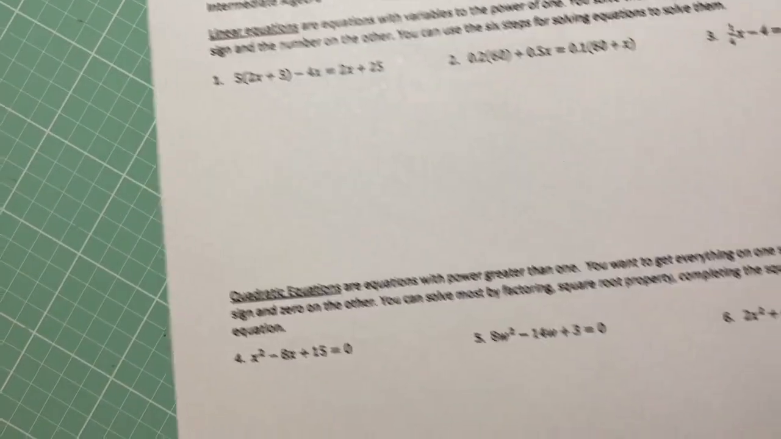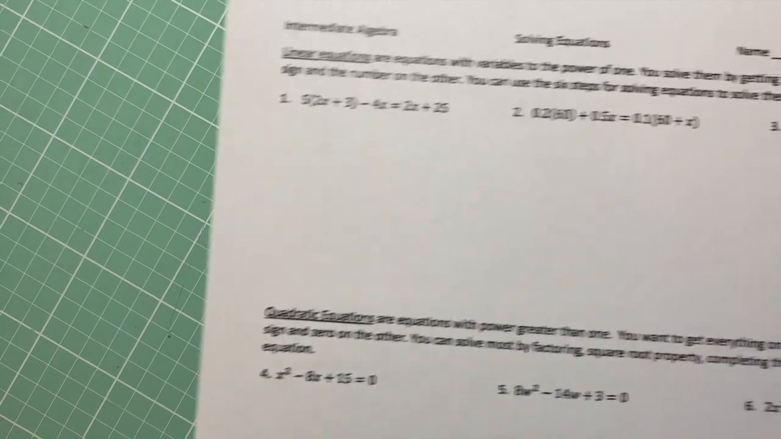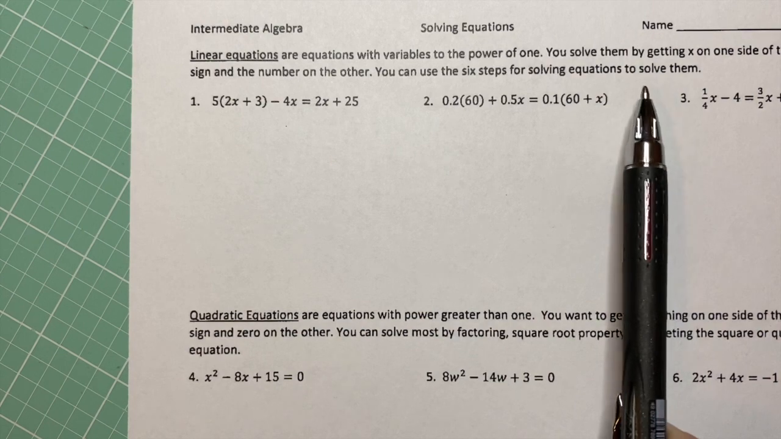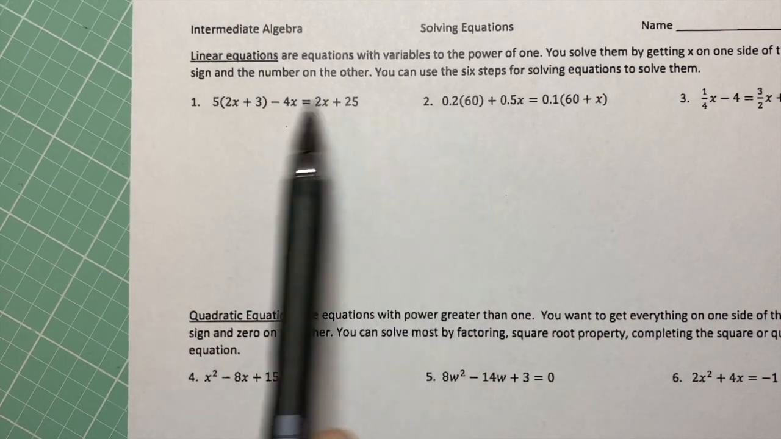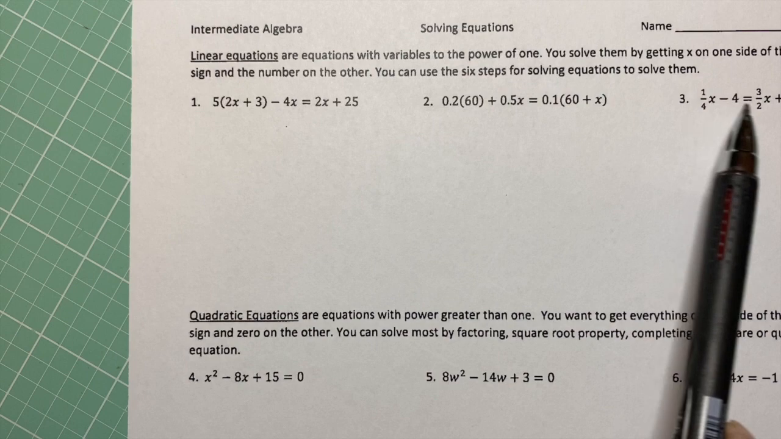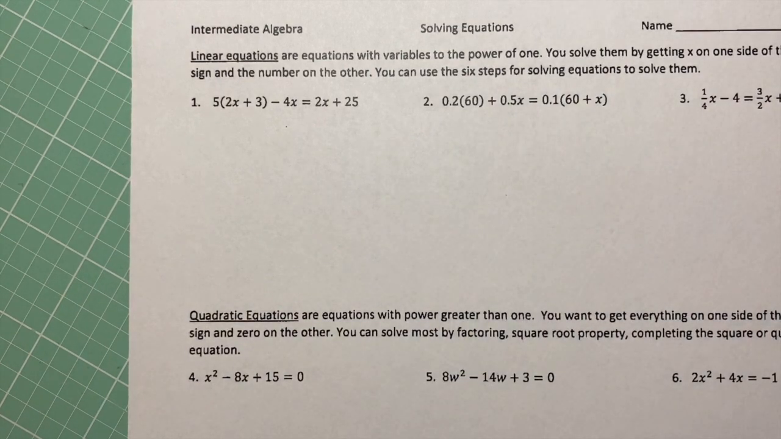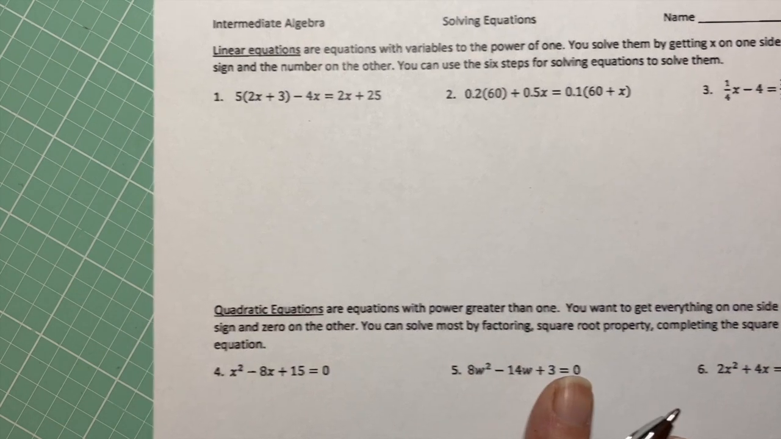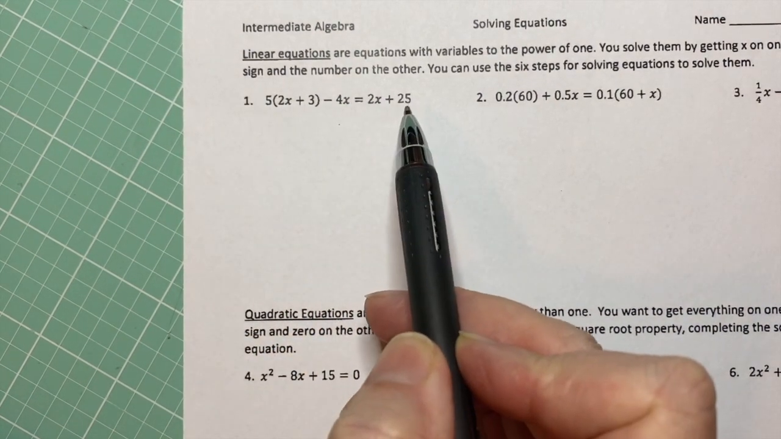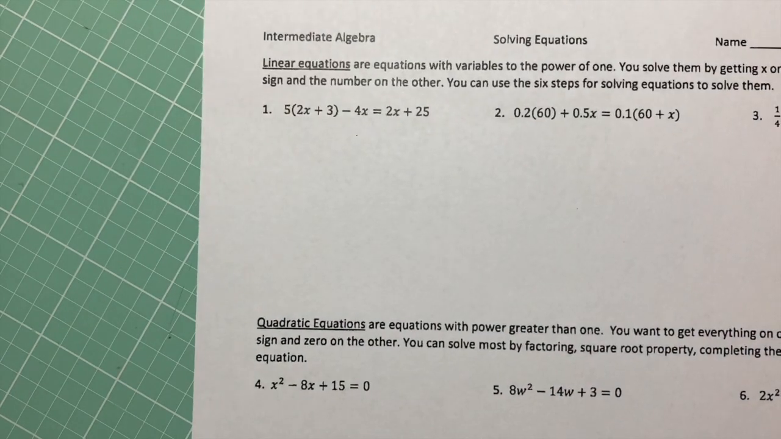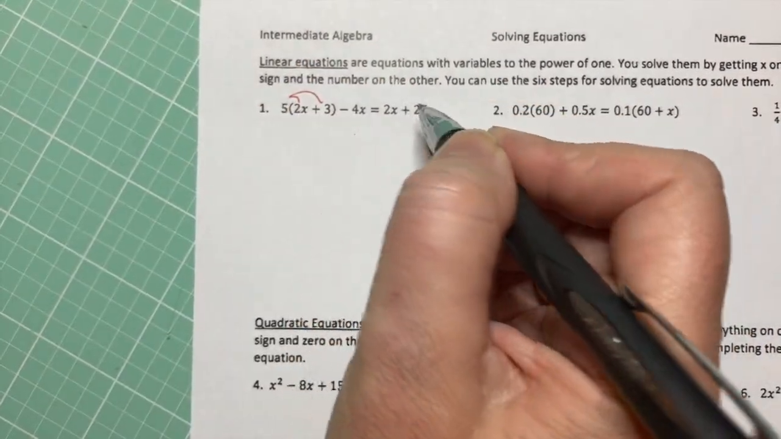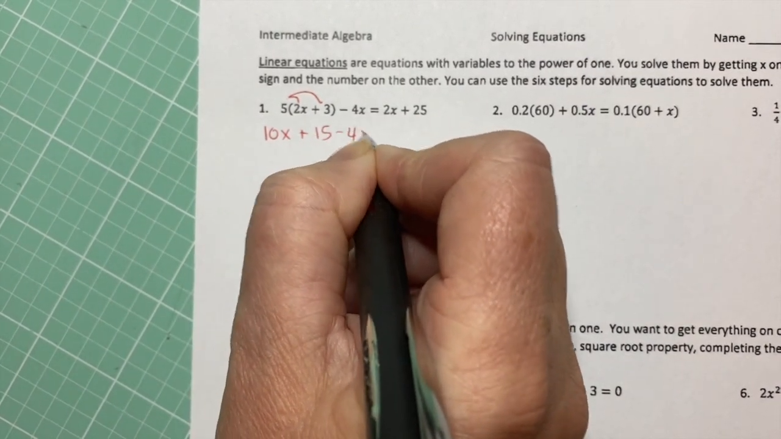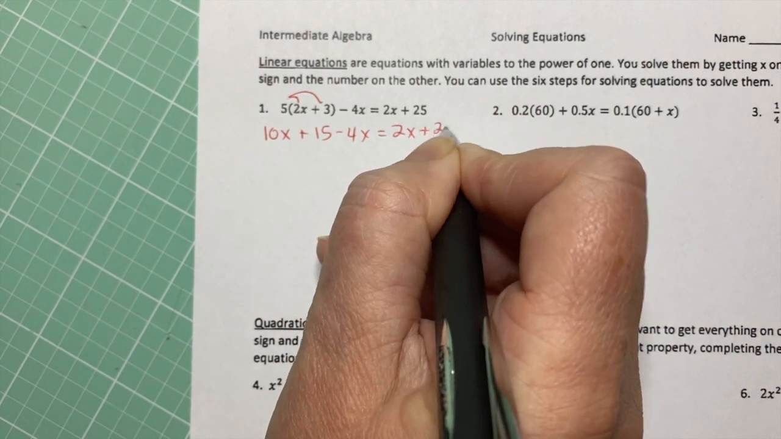I'll move this down a little bit. Okay, so let's first look at number 1. Now 1, 2, and 3 are all linear equations because do you see all the x's? Anywhere you see an x, it's just to the first power. So for a linear equation, we're going to use our 6 steps for solving equations. And so step 1 is, does it have any fractions? No. Step 2 is, get rid of your parentheses. So we're going to distribute here and make this a 10x plus 15 minus 4x equals 2x plus 25.